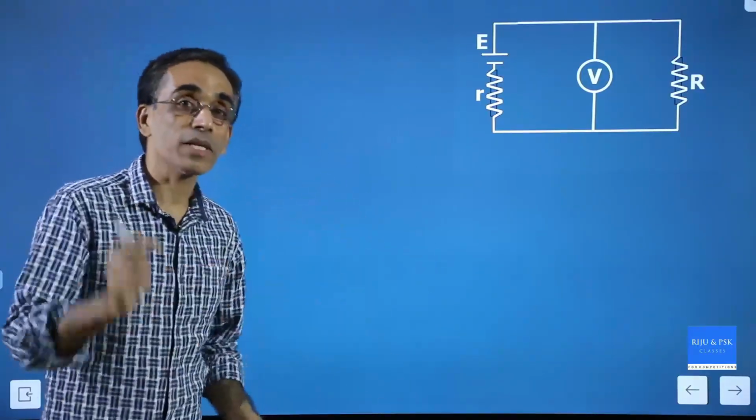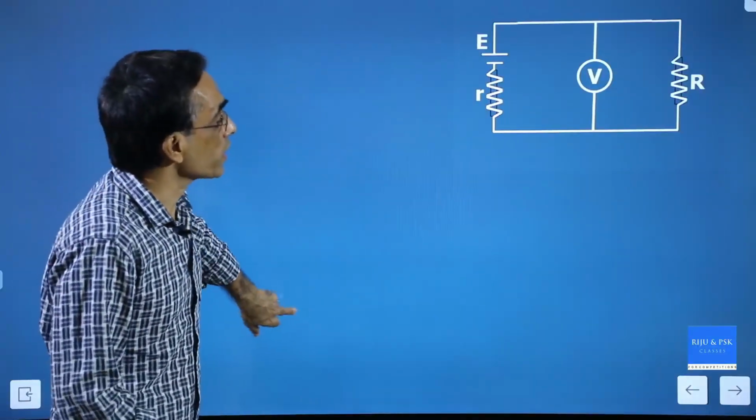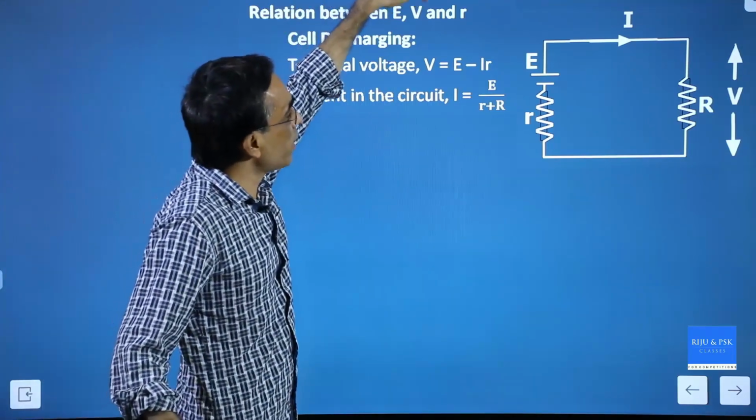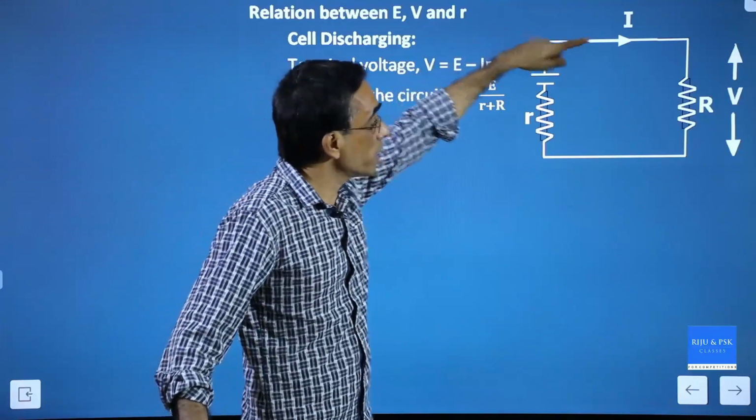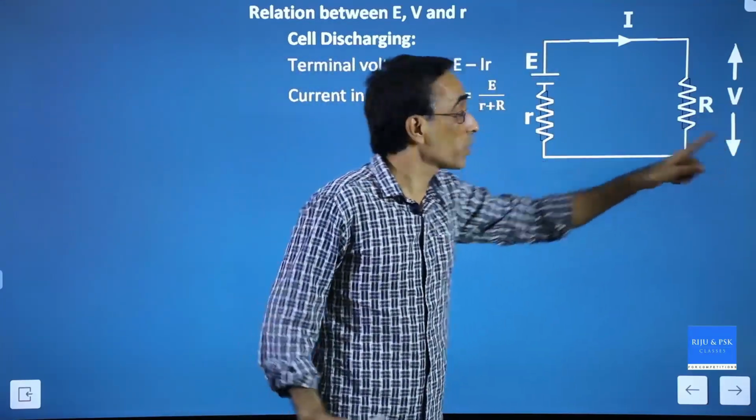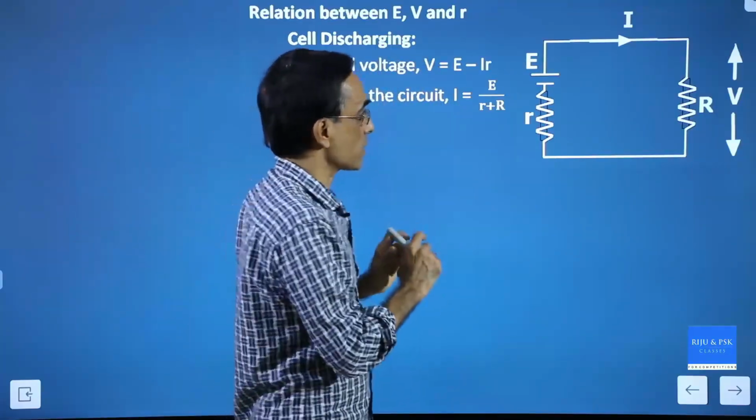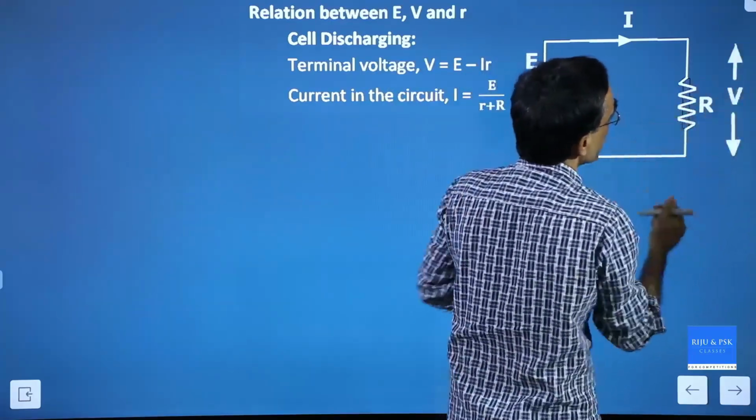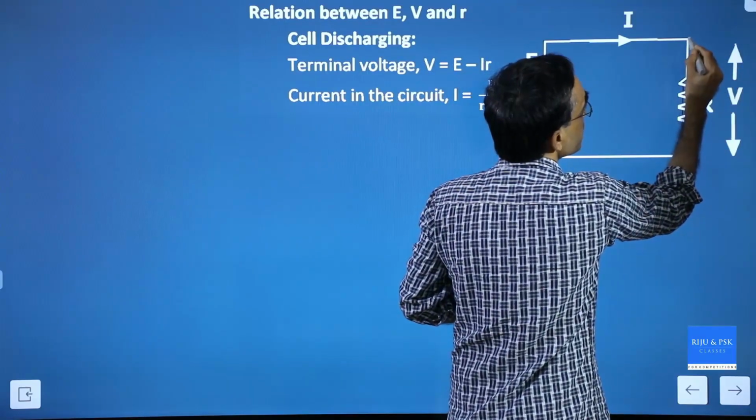What is the relation between these? We need to study that. The relation between E, V and R. What is E? E is electromotive force, V is terminal voltage, R is internal resistance. Now I'll tell you what this circuit represents. By this arrow mark and this letter V, what I mean to represent is that this is the voltage between this point and this point.